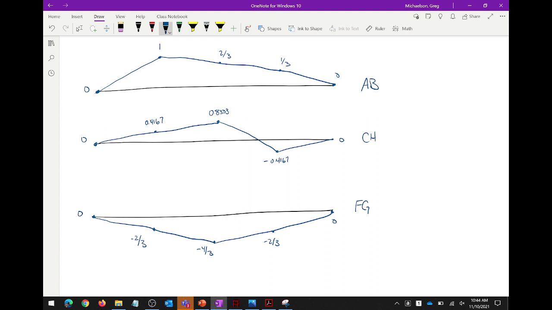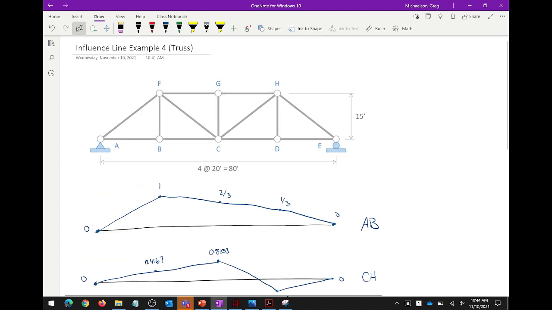Both top sections will have the same. Pretty much, yeah, that's a great point. You ought to try it, but yeah, they'll be the same. One of the reasons why they'll be the same is because of symmetry. Let me follow up with another question. If I were to take influence line AB and mirror it, what influence line would that be? This one right here, right? Make sense?